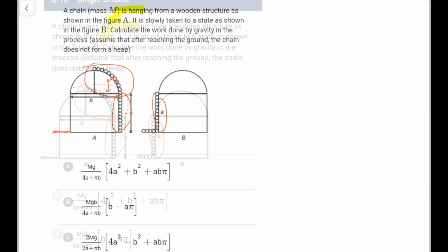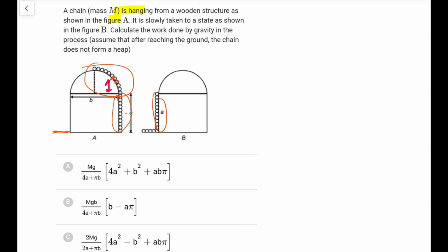So what we can do now, using the CM concept, this CM height you know is 2R by pi, so this will be b by pi. Okay, now I can directly say this curved part goes by this b by pi, plus a plus b by pi, into g, that is the work done.